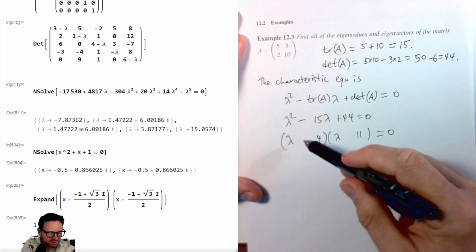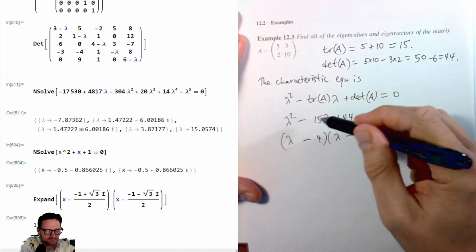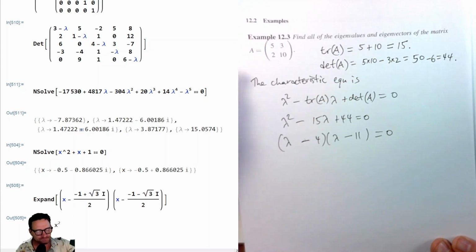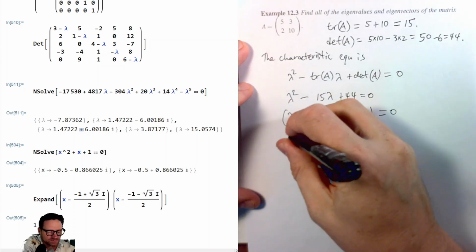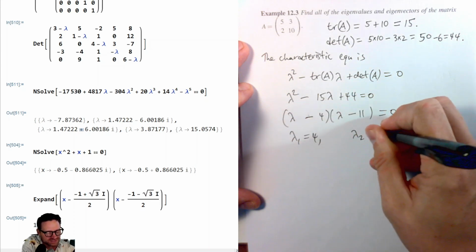Let's work out the sign. They've got to be both minus inside here, so that they add up to minus 15 lambda when we expand that. So let's put lambda 1 is 4 and lambda 2 is 11.